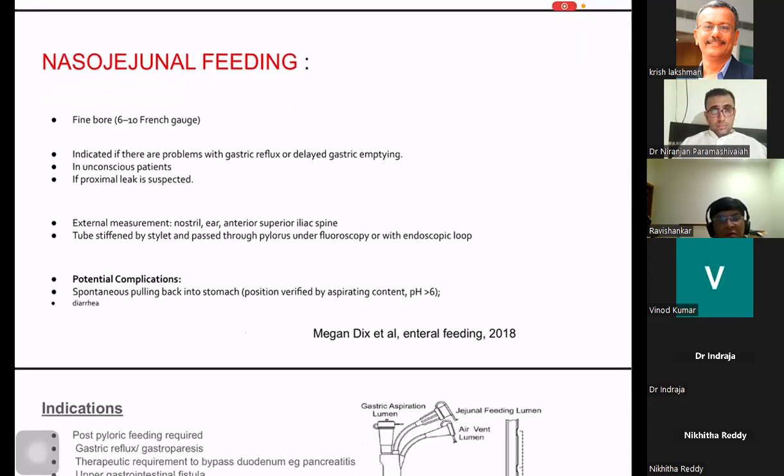The appropriate length is measured from the nostril to the ear and from the ear to the anterior superior iliac spine. And these tubes are generally stiffened by providing a stylet, and these are passed through the pylorus under fluoroscopy or endoscopy.